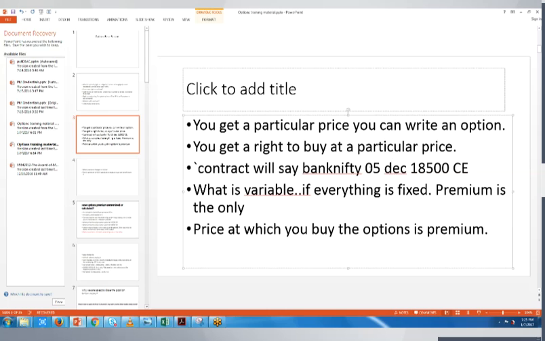Or else previously we had expiry only once in a month. And then you will see the strike price, and then whether it is a call or put. If it is a call, it is written as CE, and if it's a put, then it is PE.